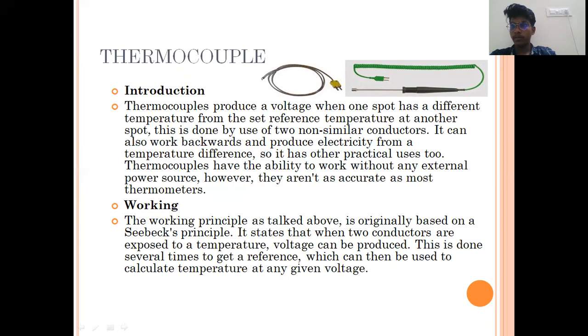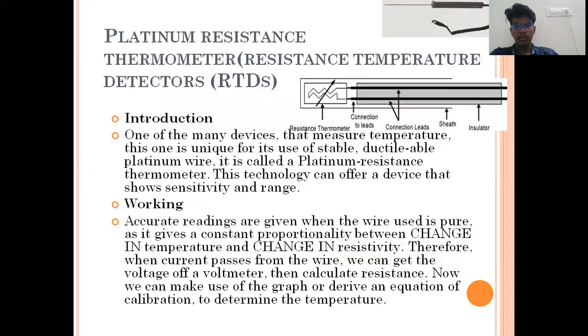The working principle of a thermocouple thermometer is based on Seebeck's principle, which states that when two conductors are exposed to a temperature difference, a voltage can be produced. This is done several times to get a reference, which can then be used to calculate temperature at given voltages.